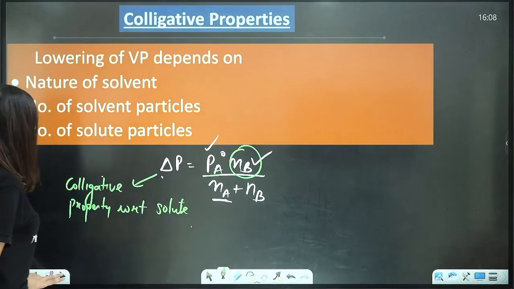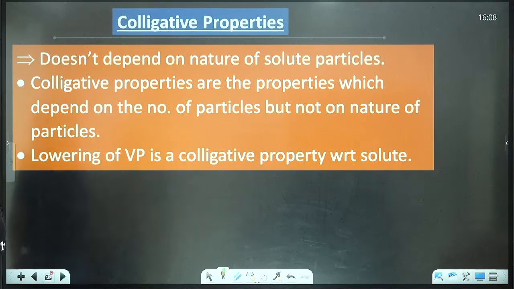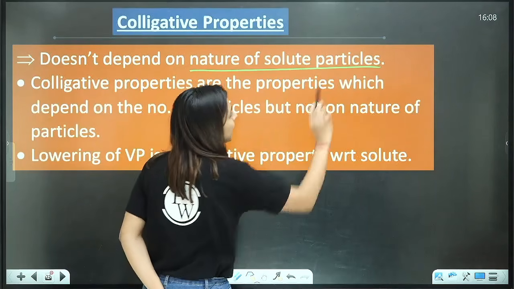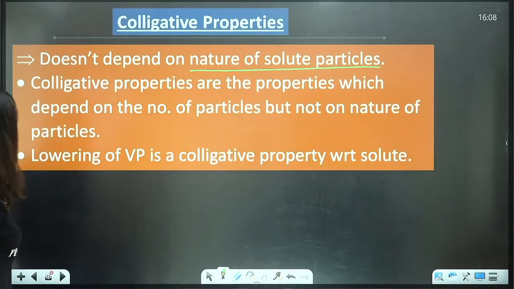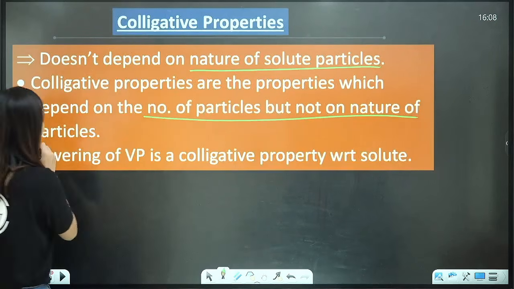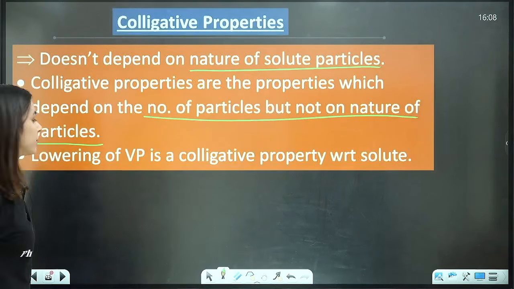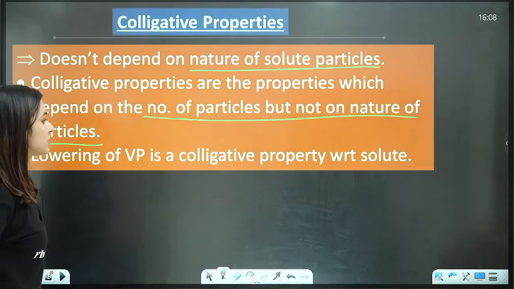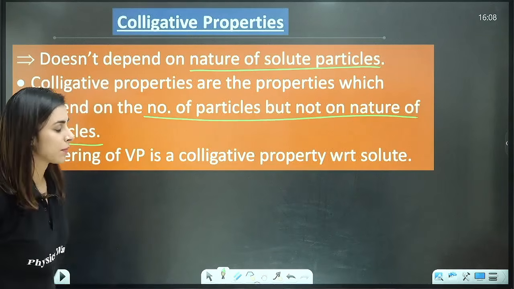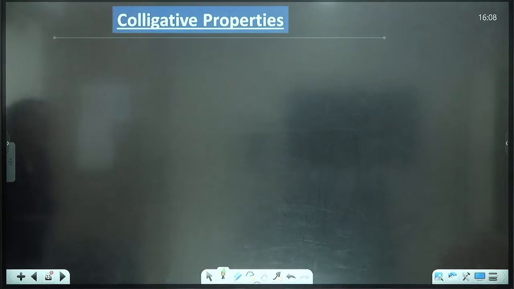Now let us read about colligative properties. Colligative properties do not depend on the nature of solute particles. Colligative properties are the properties which depend on the number of particles but not on the nature of the particles. Lowering of vapor pressure is a colligative property with respect to the solute. Next, my dear students.